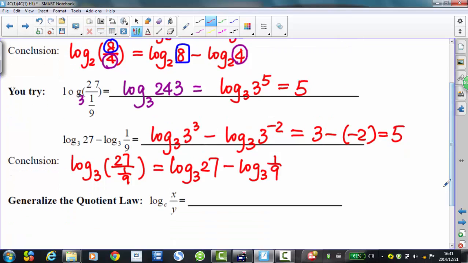So here, let's generalize the quotient law. Log base c, if I have x divided by y in the argument, is the same as log base c of x minus log base c of y. Of course, for this log law, you need to know how to use it from the left side to the right side and backwards as well. When you use this log law backwards, you will see I can change the minus to the dividing of 2 arguments in one log.